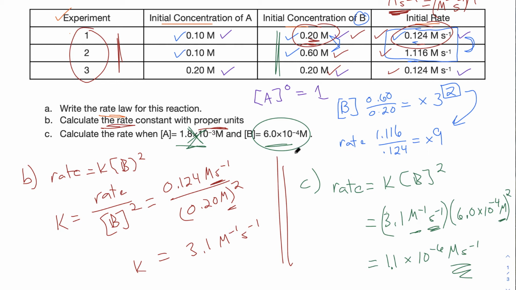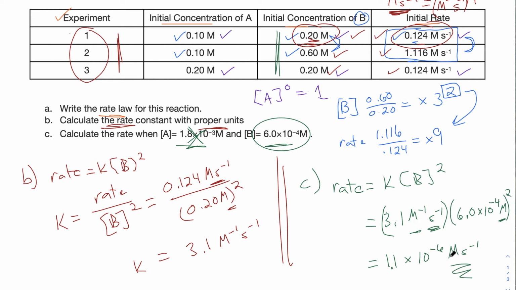Notice how low the concentration is for B compared to all the data points up here. That's what? 3 orders of magnitude. I'm moving the decimal. Right? Instead of this is 10 to the minus 1, this is 10 to the minus 4. It's 1,000 times lower concentration. And as a result, we get a much slower reaction rate.